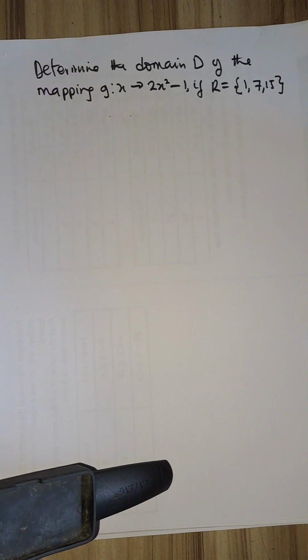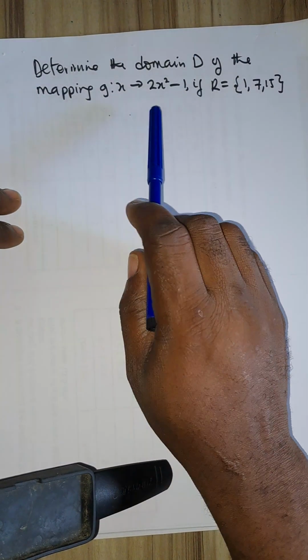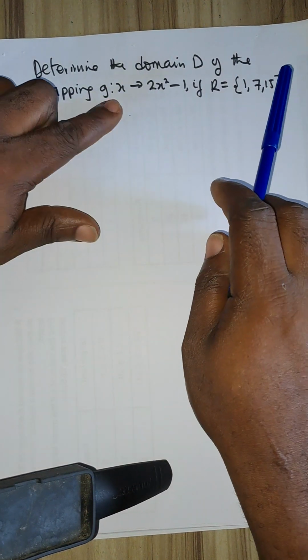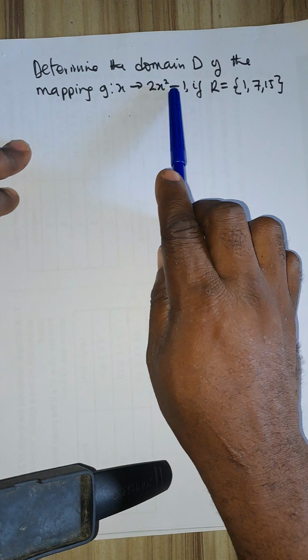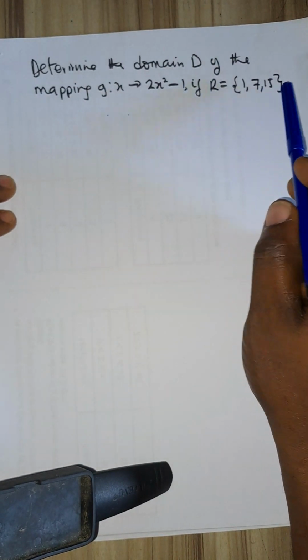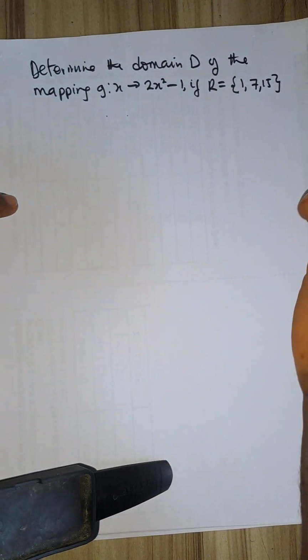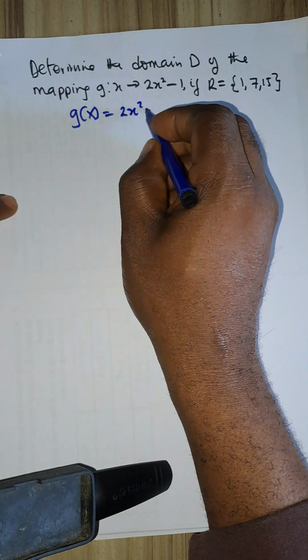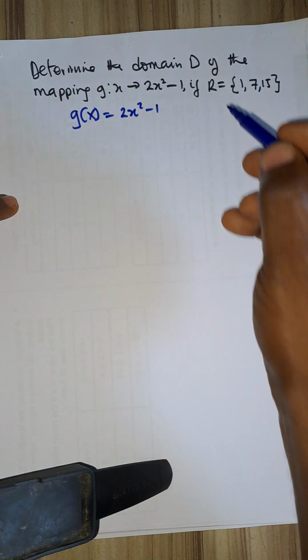Okay, let's work this out. It says we determine the domain D of the mapping g such that x tends to 2x squared minus 1. Now the range is 1, 7, and 15. This literally means g(x) is 2x squared minus 1. Now this is the range.